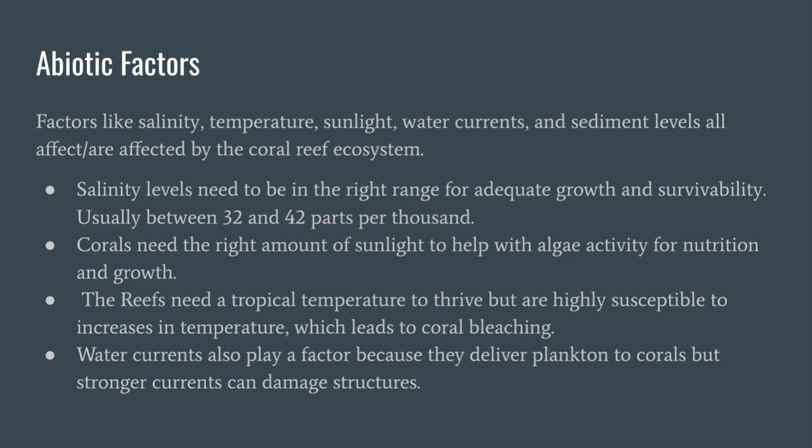These corals need the right amount of sunlight to help with algae activity for nutrition and growth. If it's too low, they don't get enough sunlight and can die off. If it's too high, they get too much sunlight, and it can also be very damaging. The reefs need tropical temperature to thrive, but are highly susceptible to increases in temperature, which can lead to coral bleaching, which is a major problem we have with coral reefs today, and we're trying to fix that.